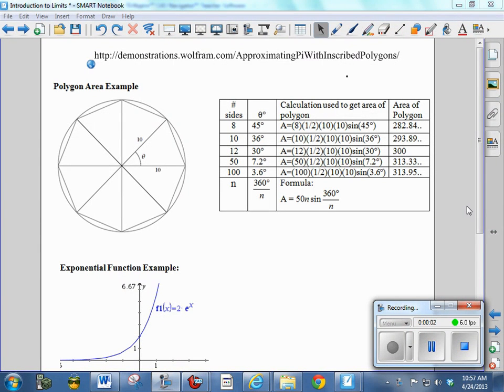Welcome to Introduction to Limits, Part 2. In this segment, we're going to examine some examples using graphs and areas of graphs. So the first one is something we did earlier in the year.